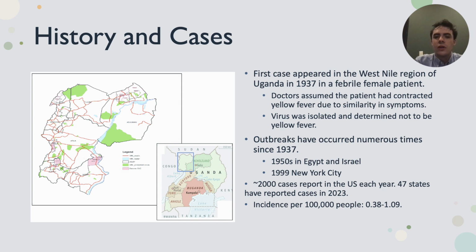The incidence per 100,000 people within the United States varies. In the West, it is particularly higher, but on average, it is anywhere from 0.38 to 1.09.